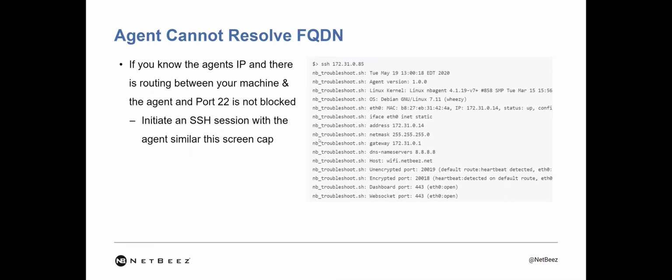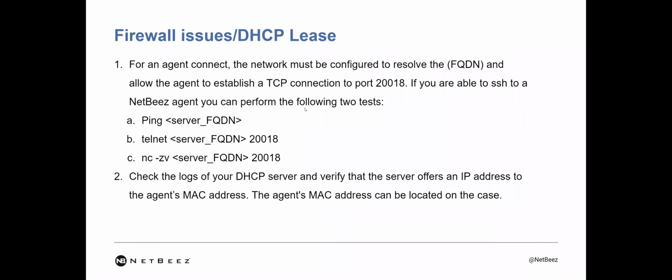So you want to make sure you can resolve the FQDN. Again, for the agent to connect, it has to be able to resolve the FQDN and establish a TCP connection, again, with 20018. If you can SSH to the agent, you can perform a ping or a telnet session to the FQDN, and if you do telnet, specify the port.